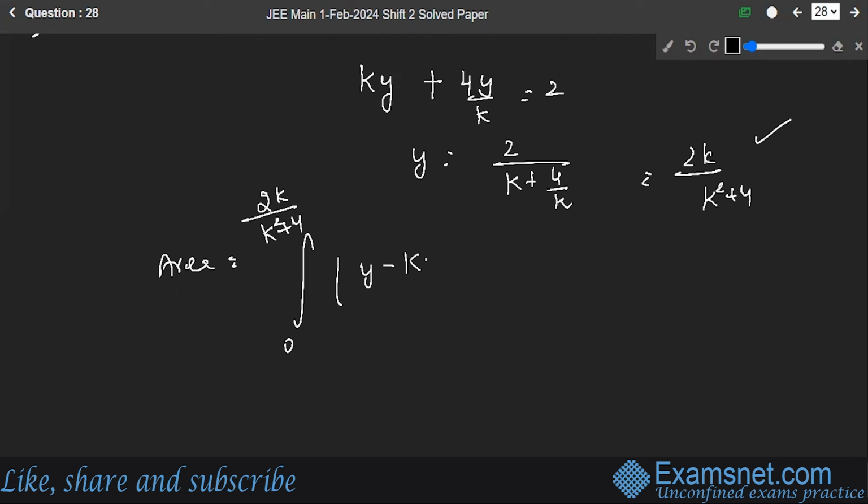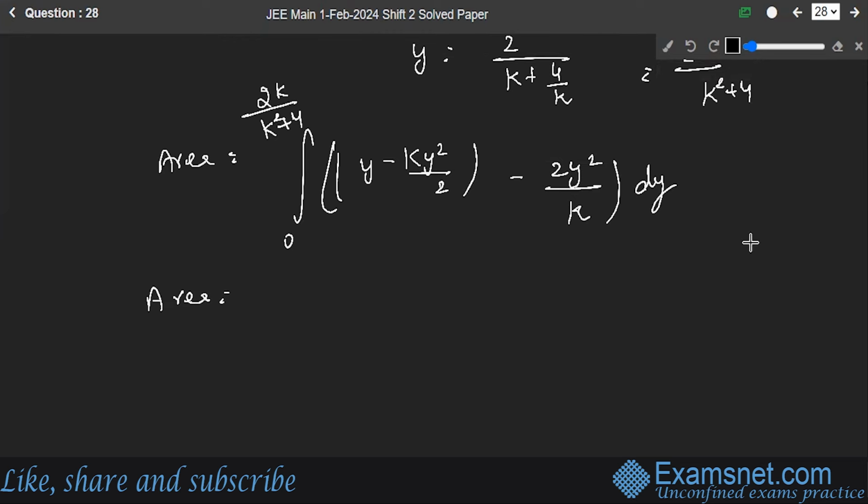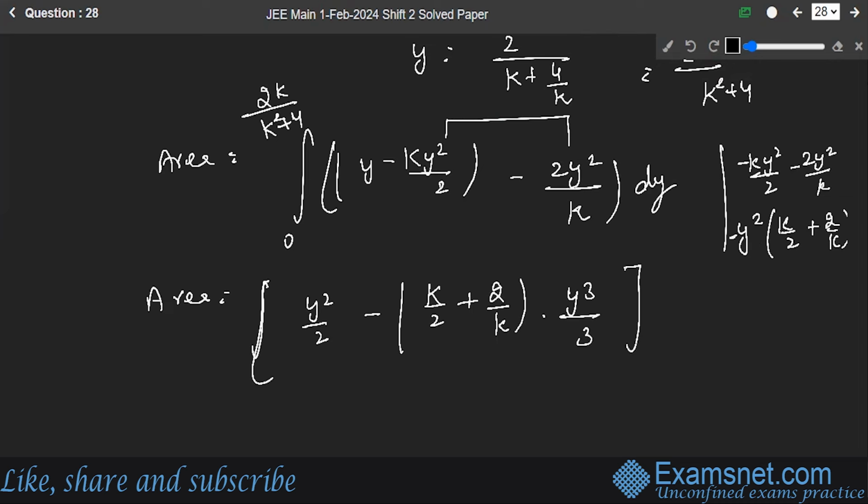This will be given by the area bounded by this parabola minus this one, 2y square upon k, dy. Okay, so let's find out the integral now. The area will be given by, first of all, y square by 2, then minus of k by 2 plus 2 upon this into y cube upon 3. I have just combined both of these terms for the y squared. This will be given by minus ky square upon 2 minus 2y square upon k, or y square was taken common, and this was k by 2 plus 2 by k. Okay, so this is the one. Hope you are clear with this. These are the limits 0 to 2k upon k square plus 4.